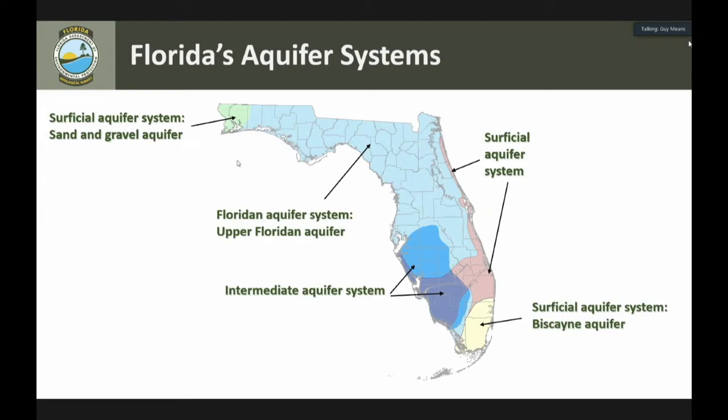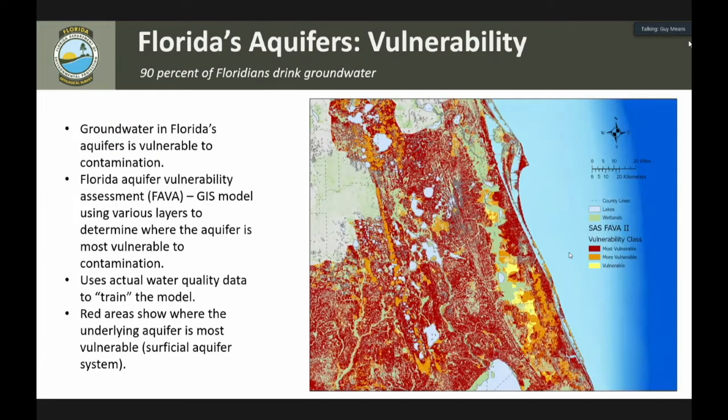So way out here in the Panhandle, we use what's called a superficial aquifer that's locally called the sand and gravel aquifer. But for you guys, you also use a superficial aquifer system, much like parts of South Florida that use the Biscayne aquifer. So now you know a little bit about the geology of our underlying aquifer systems.